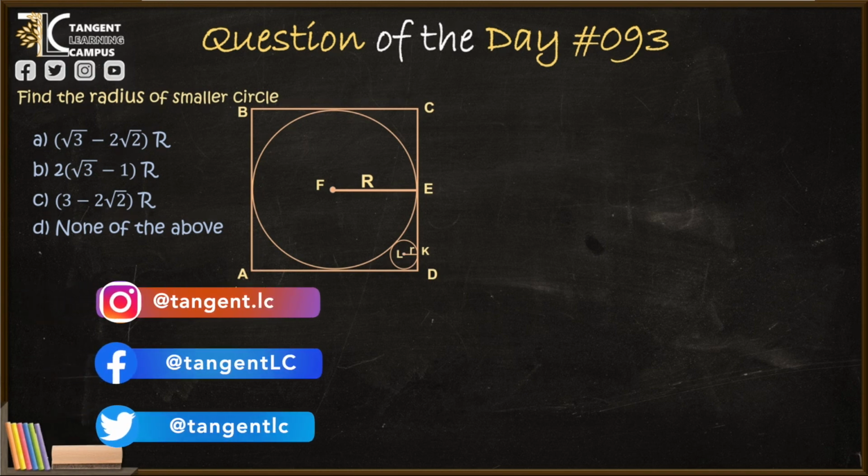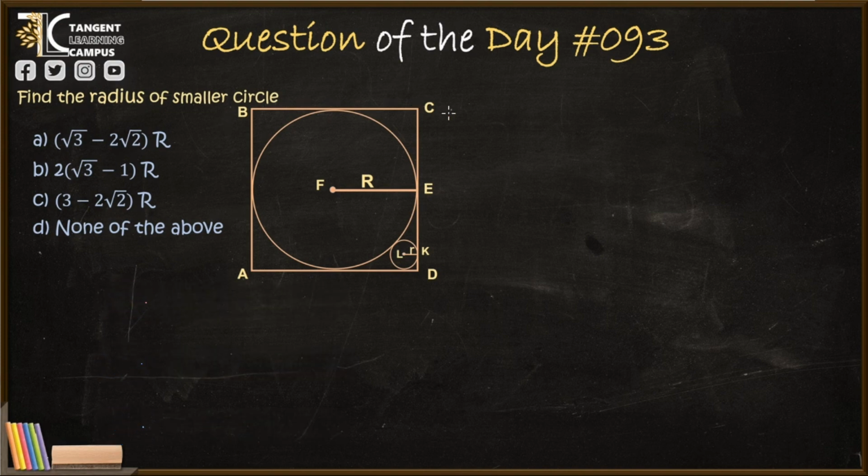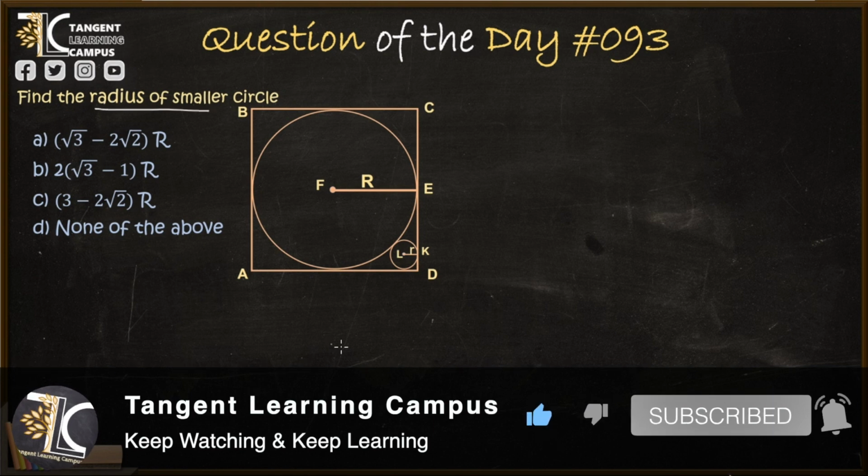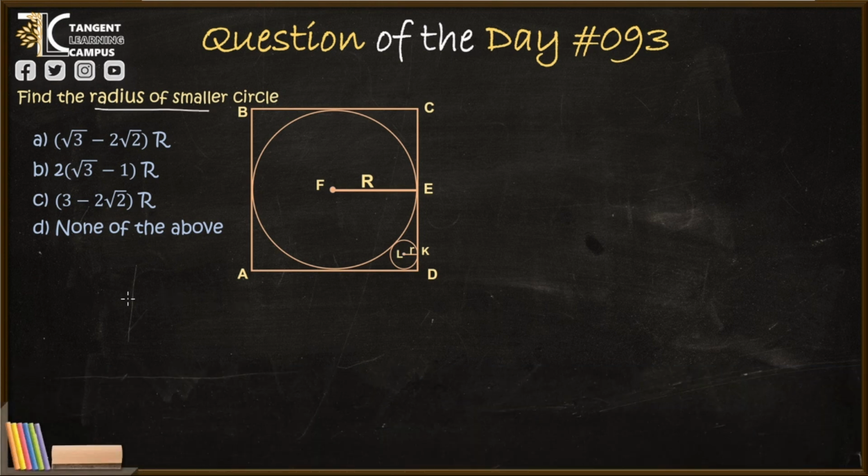So here in this question, a quadrilateral ABCD is given in which two circles are inscribed, and the radius of the big circle EF is given by capital R and the radius of the small circle KL is given by small r. Here we have to find the radius of the smaller circle. So now let us solve this question.